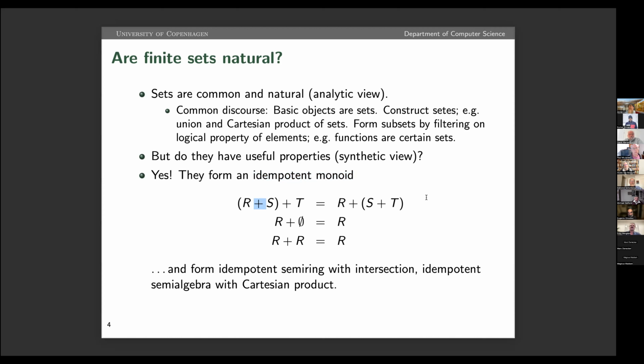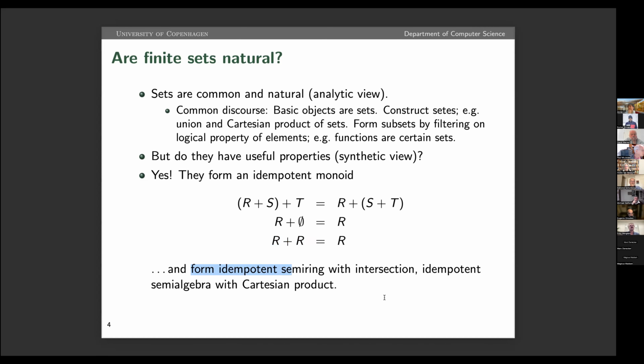It has more properties. It has the empty set. And importantly, it is idempotent. So if you take the same set and add it with itself, you get the same set back. If you add additional operations like intersection or the Cartesian product, you can do a number of these, then you get basically an idempotent semi-ring.